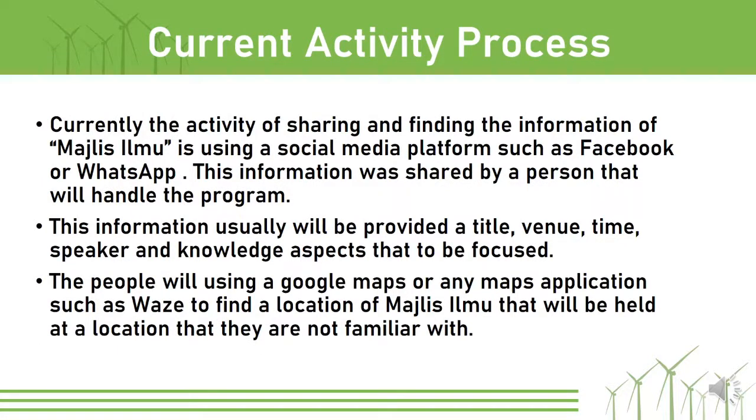Activity process. Currently, the activity of sharing and finding information about Majlis Ilmu uses social media platforms such as Facebook or WhatsApp. This information is shared by the person who handles the program. The information usually provides a title, venue, time, speaker, and the knowledge aspects to be focused on. People will use Google Maps or any maps application such as Waze to find the location of a Majlis Ilmu that will be held at a location they are not familiar with.